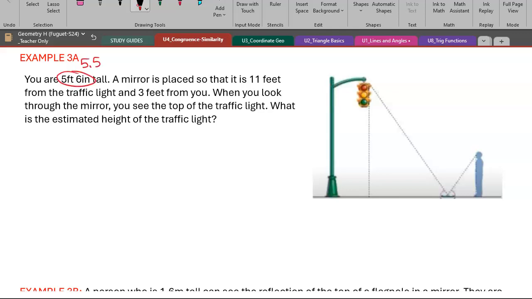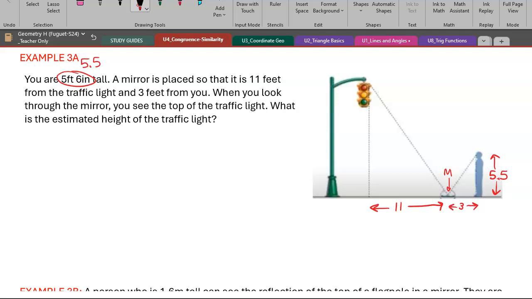Just remember from the first example, that means that the person is 5.5 feet tall. A mirror is placed so that it is 11 feet from the traffic light. So the mirror is actually going to be right here, just so we're in reference here. 11 feet from the traffic light, so the mirror. And then it is 3 feet away from the person. So we have this here.